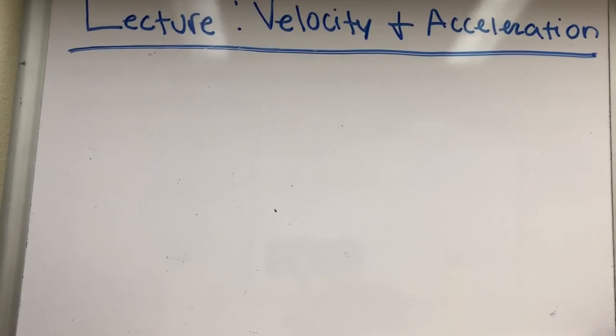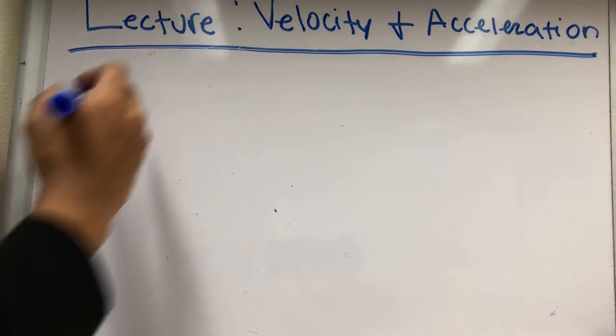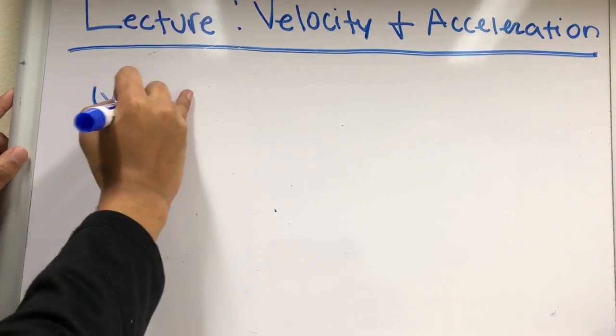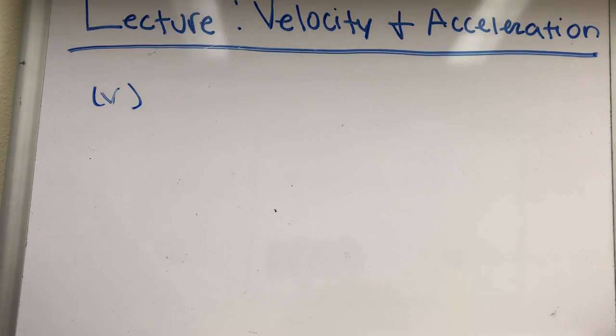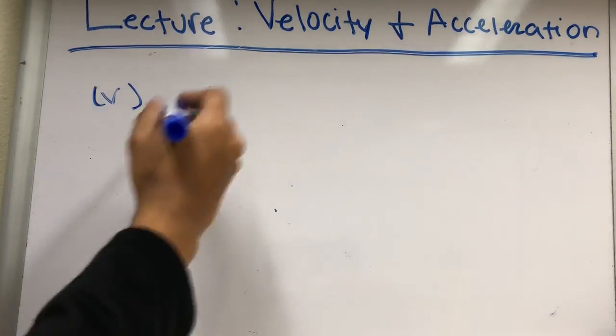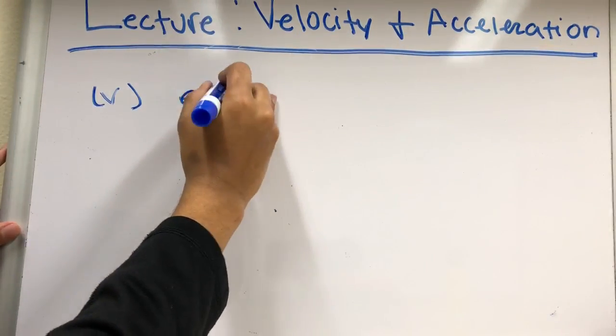Today, we will be taking a look at velocity and acceleration. Velocity, or v, is a formal method of defining speed using magnitude and sign of direction. Let's take a look at an example.